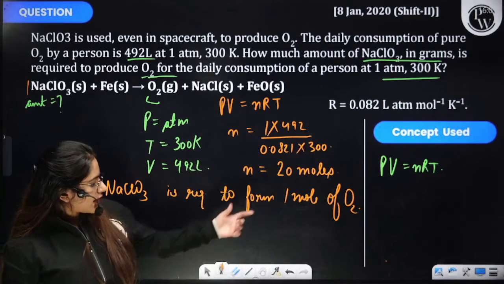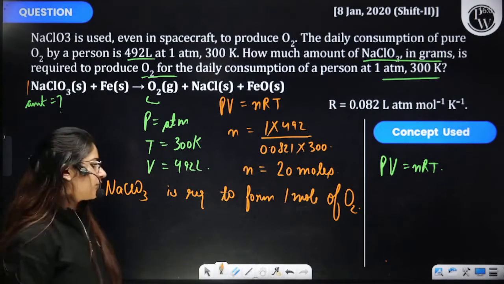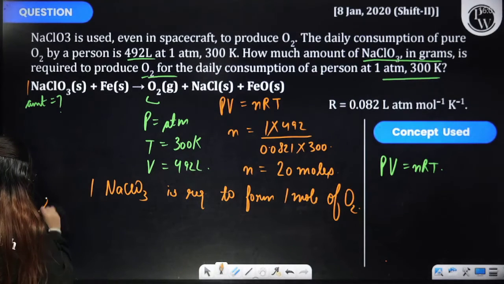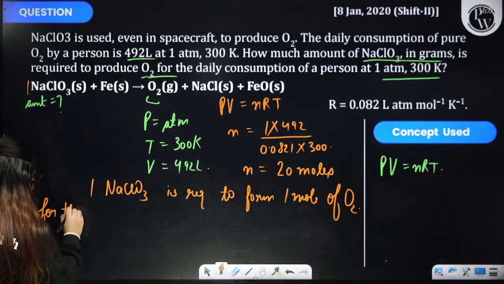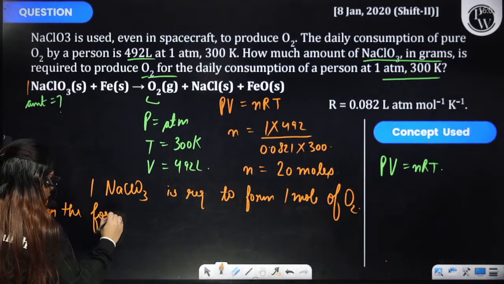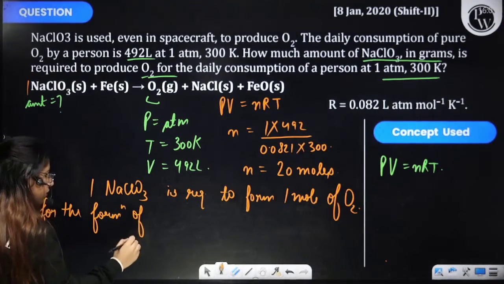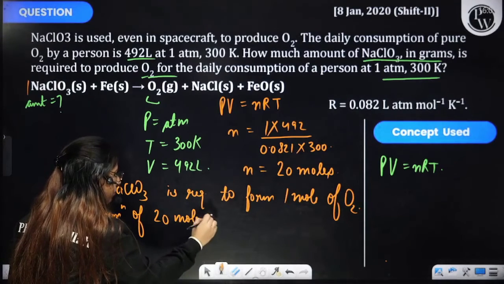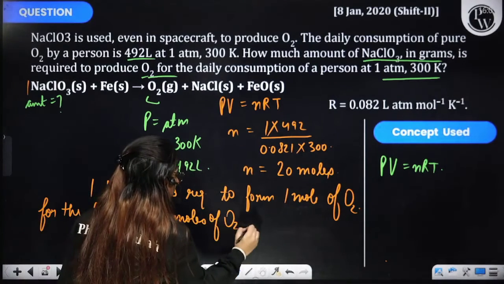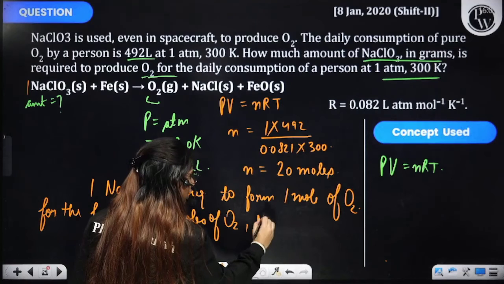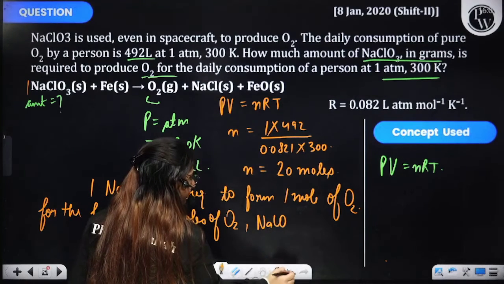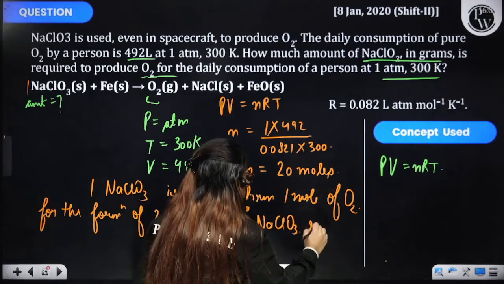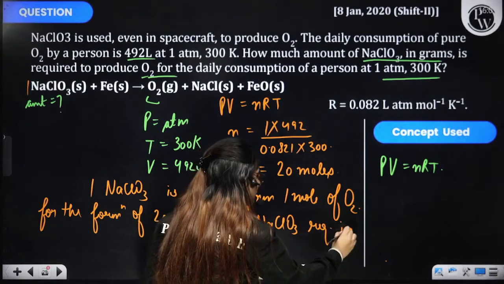But since we have to find for 20 moles, 20 moles of NaClO3 will be required for the formation of 20 moles of oxygen. So NaClO3 required is 20 moles, right?